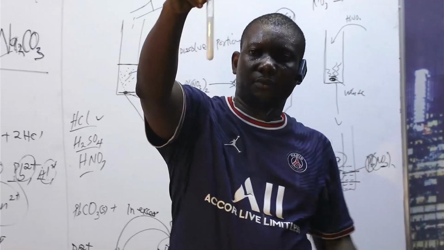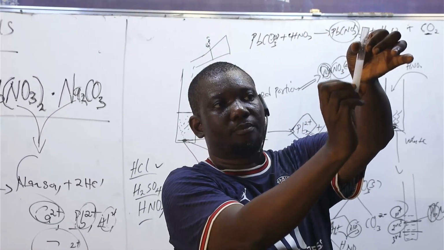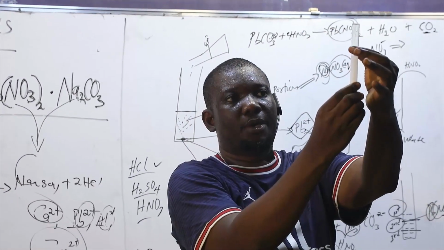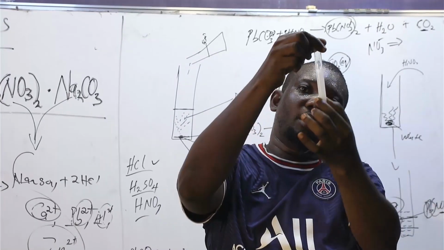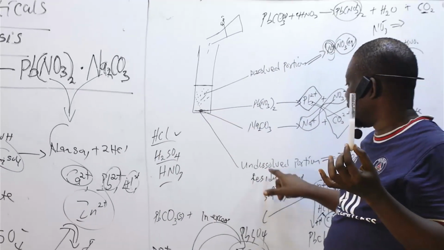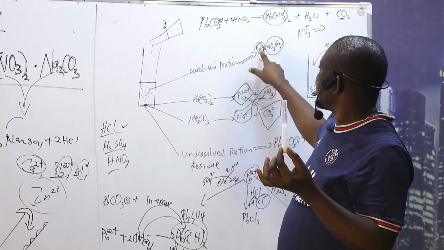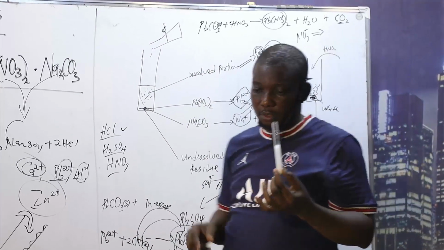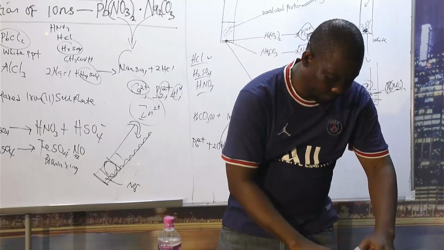So you see what you have. Some are settling at the bottom, some are up here. The one that is going to the bottom is the lead nitrate, as you can see there. The lead nitrate is the one that is going to the bottom. The one that is up here is the sodium nitrate. So what you do is separate it with your filter paper.